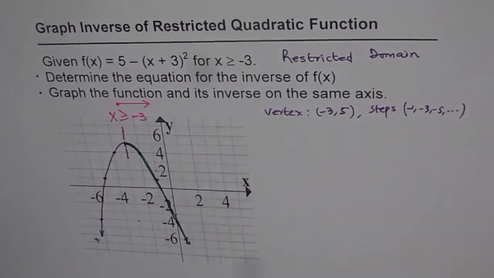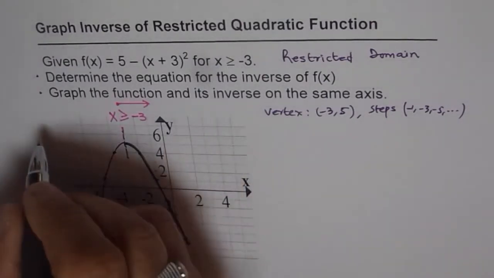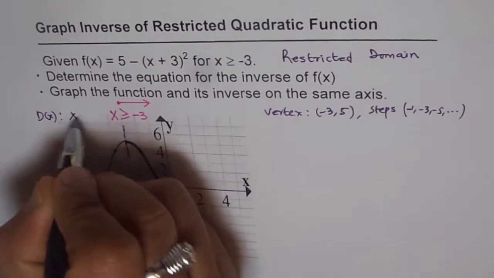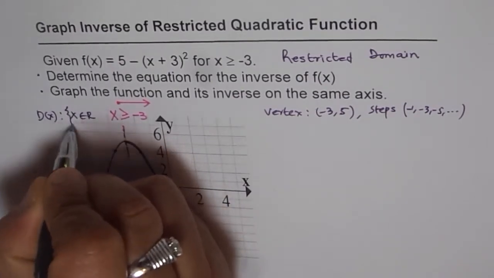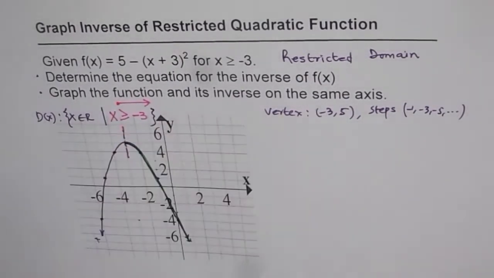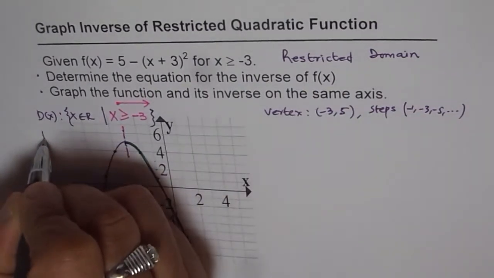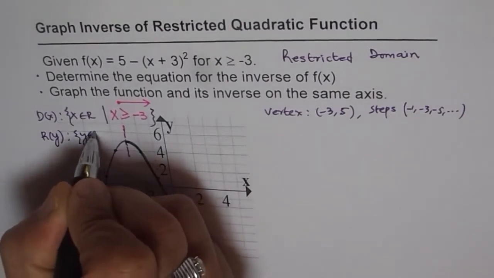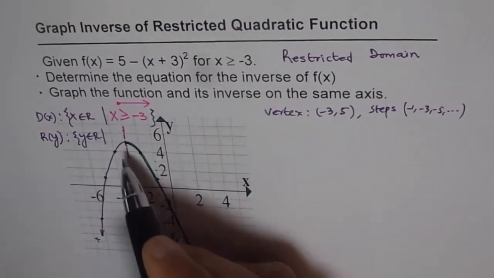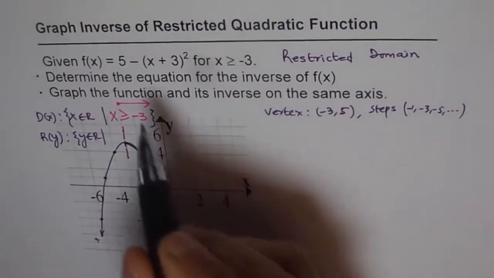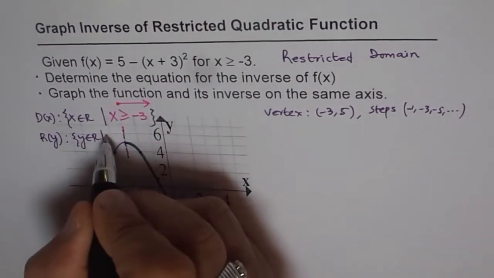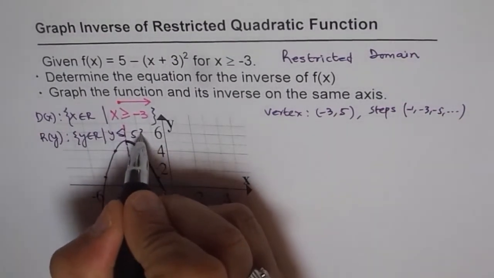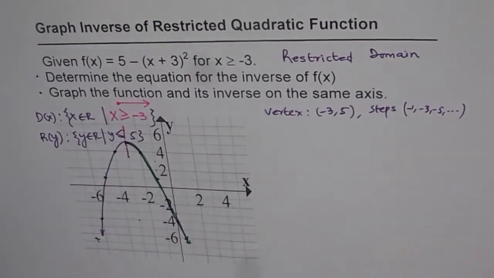Now we can write the domain of this function here. The domain is given to us: x belongs to real numbers where x is greater than or equal to minus 3. Now you can see the range of this function also. The range is that y belongs to real numbers where y is less than or equal to 5, because of this negative sign. So that is how you get your function.